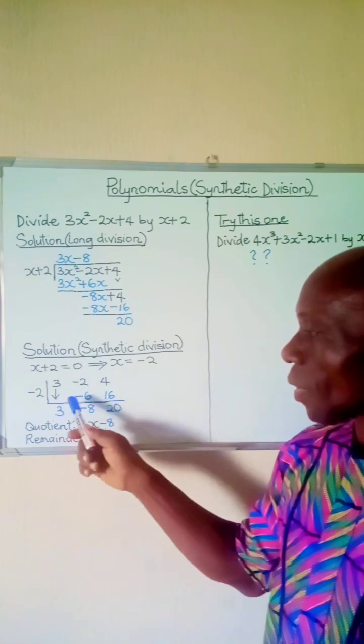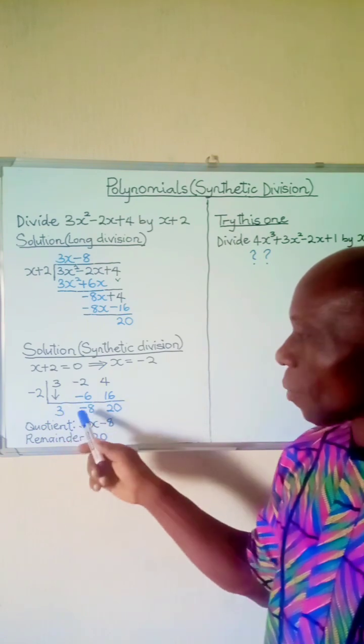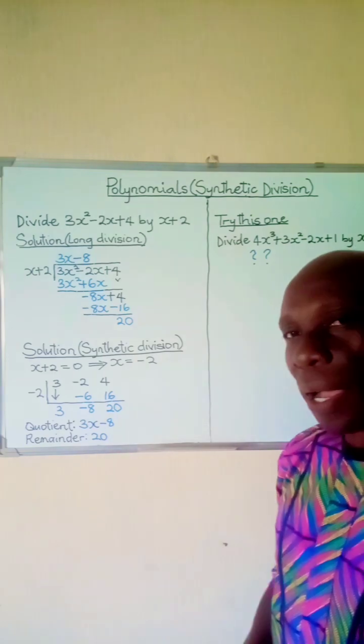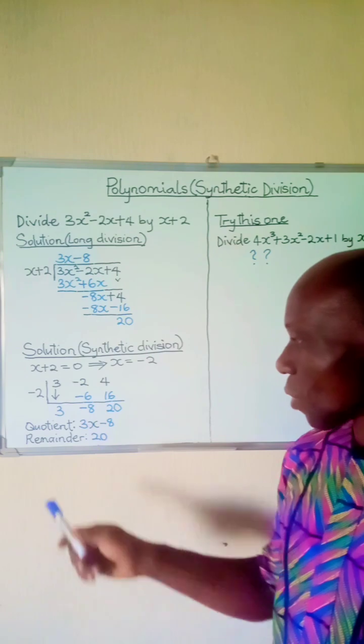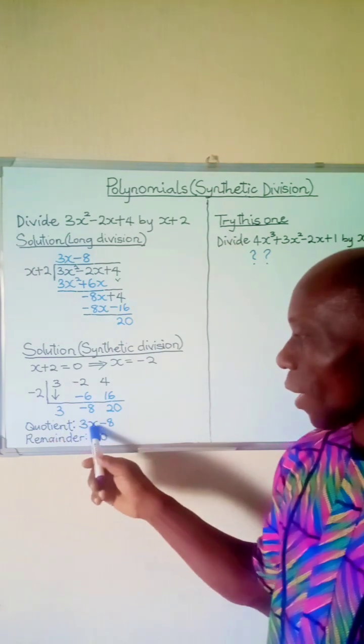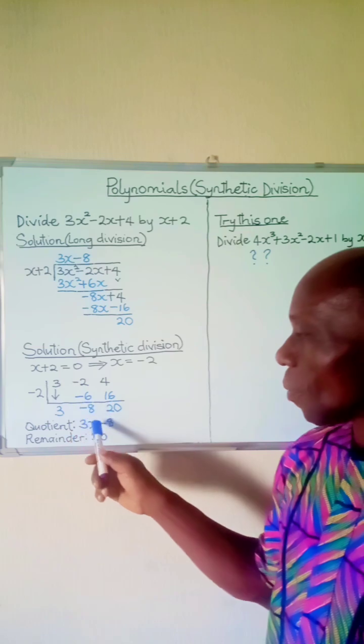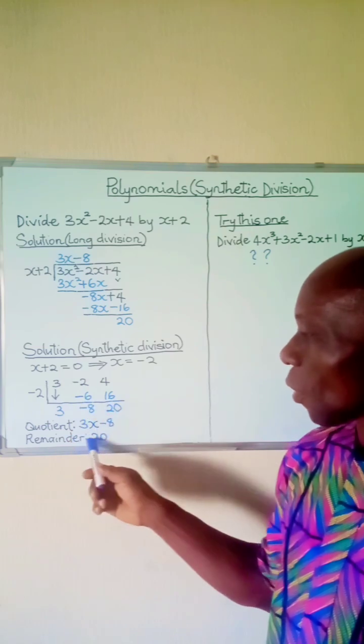So we are through. These 3 here will be our leading term. Minus 8 will be a constant term, while 20 here becomes a remainder, just like we had in the first case. So the quotient here becomes 3x minus 8. We simply attach x here and then bring minus 8, while the remainder becomes 20.